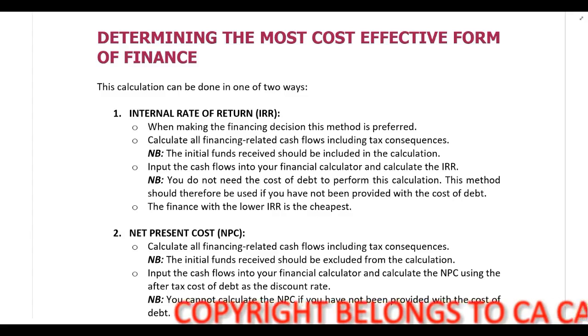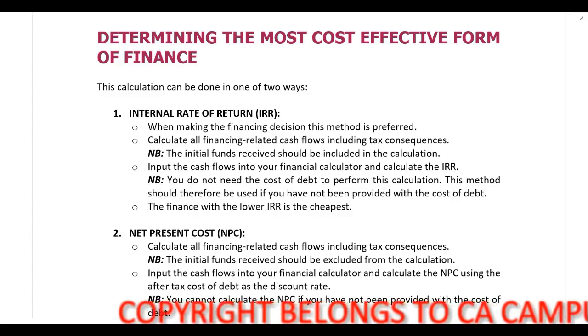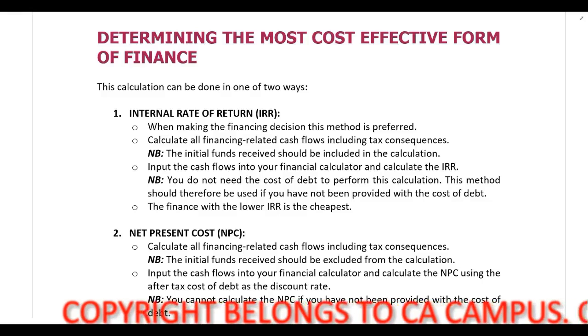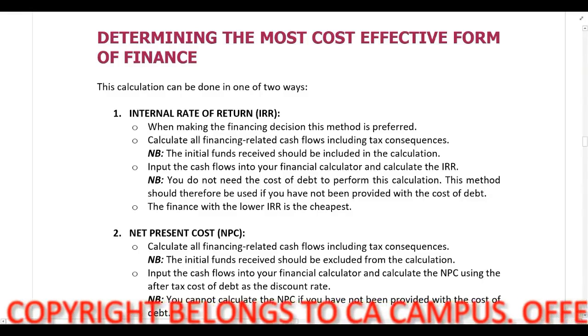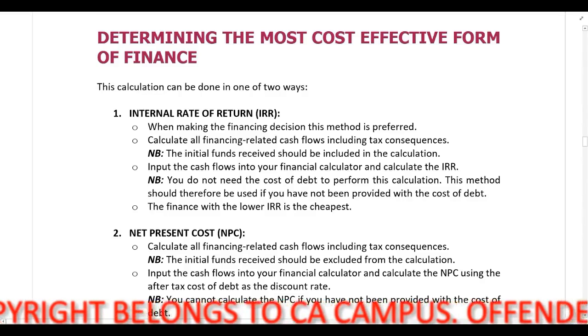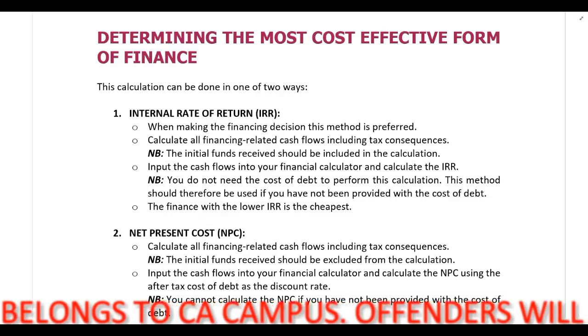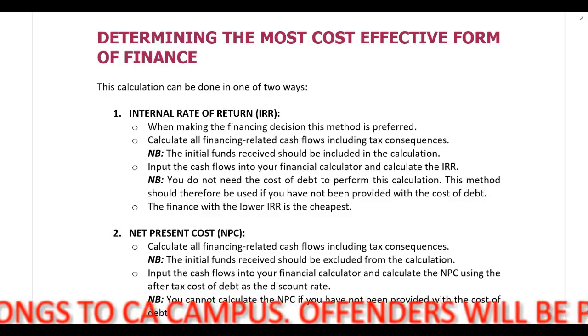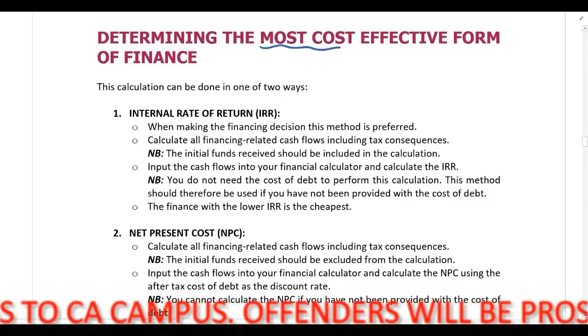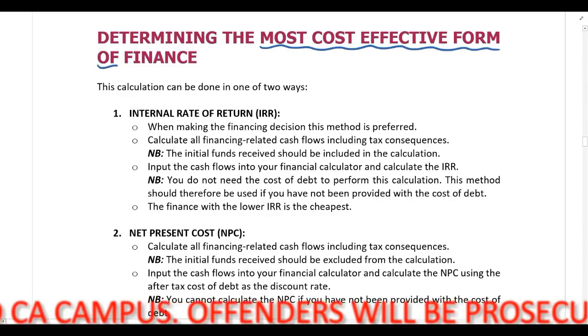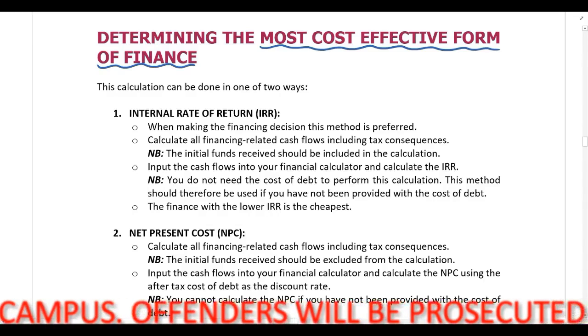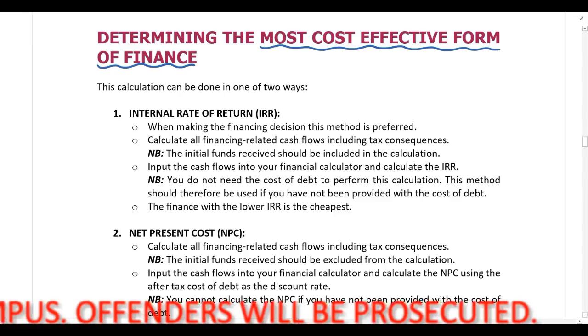The company might be able to go to their bank and raise a loan. They might be able to enter into a lease. The supplier of the asset might be able to provide them with finance. They might be able to issue debentures, for example. So various different forms of finance exist, and it's important that you are able to calculate the most cost-effective form of finance, or in other words, the cheapest form of finance.